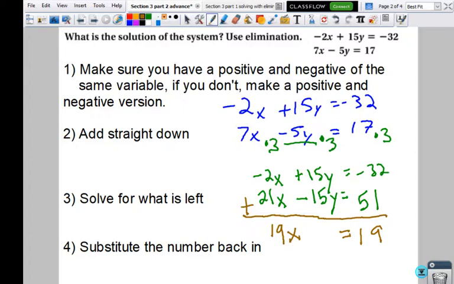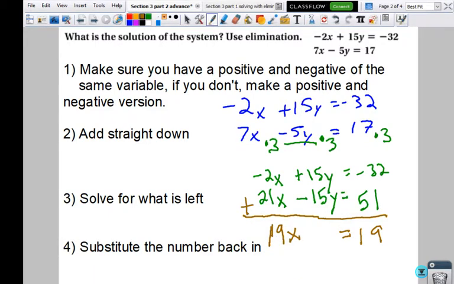Alright, and then that was step 2, add straight down. Step 3, solve for what's left. So if I'm going to solve for this, Keith starts off. What am I going to do to solve for this x right here? Did you hear me, Keith? Yeah. Oh, okay. How do I get rid of this 19 from the x?